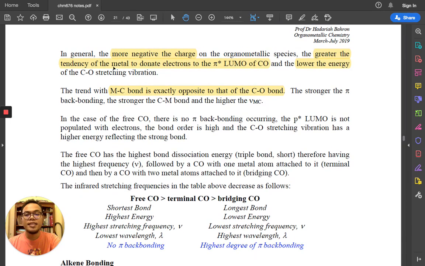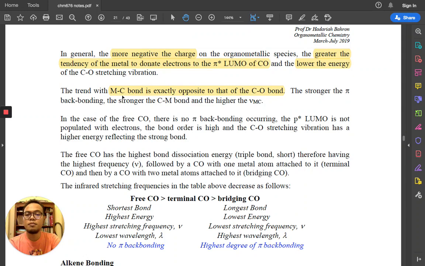So the greater the tendency of the metal to donate electrons, the lower the energy of the carbonyl stretching vibration. In this particular subtopic, we wanted to see how the strength of the bond of your carbonyl is being reflected in the spectrum. It is reflected in terms of frequency, so frequency will determine the strength of your carbonyl bond. What's the factor? The main one is actually the nuclear charge of your metal.